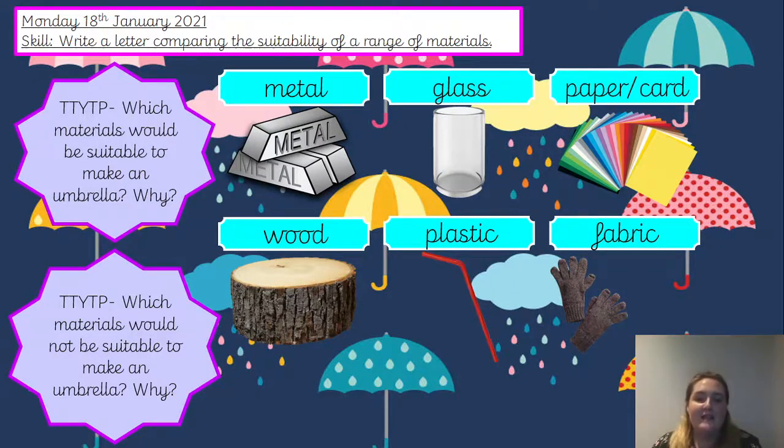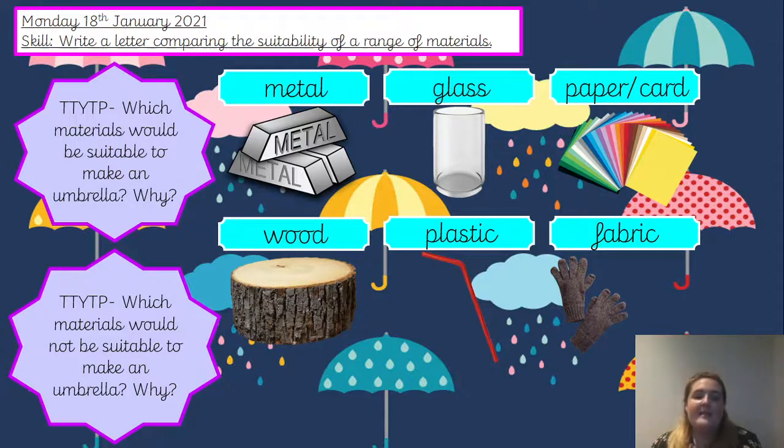Okay, so hopefully then you've discussed these materials and you know which ones would be really useful and which ones wouldn't be. So let's have a think then about an example. If we were to use paper or card like the alien did, that would not be a suitable material because it is not waterproof. If we were to use glass, it would break easily, and it is very heavy as well, isn't it? So that wouldn't be a suitable material.